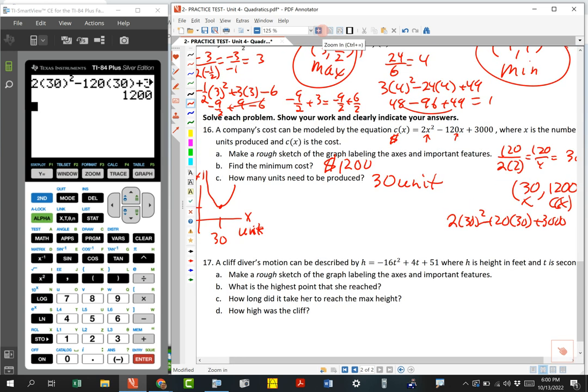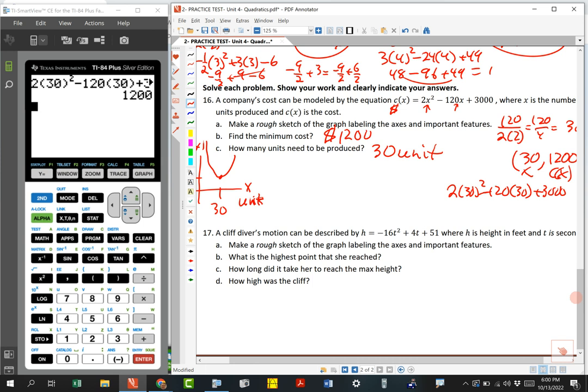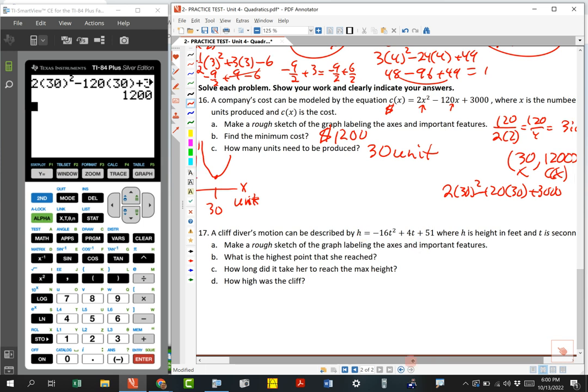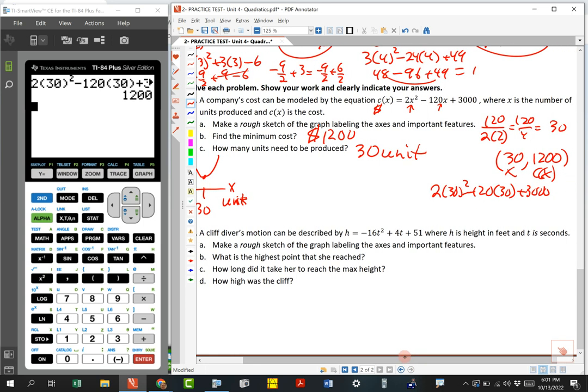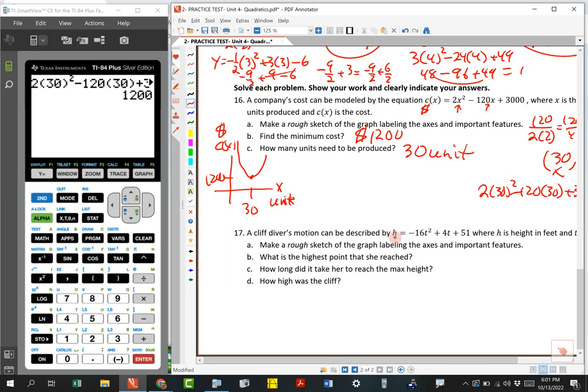On this last one, it says a cliff diver's motion can be described by that function right there, where h is height and t is seconds. So let's take a look right here. This is h and this is t. So t is taking the place of the x in this case. So this is going to be the t-axis, and let's write down seconds right here because we do have to make a rough sketch. And h is going to represent the height, and that's going to be in feet. So I'll just write height.